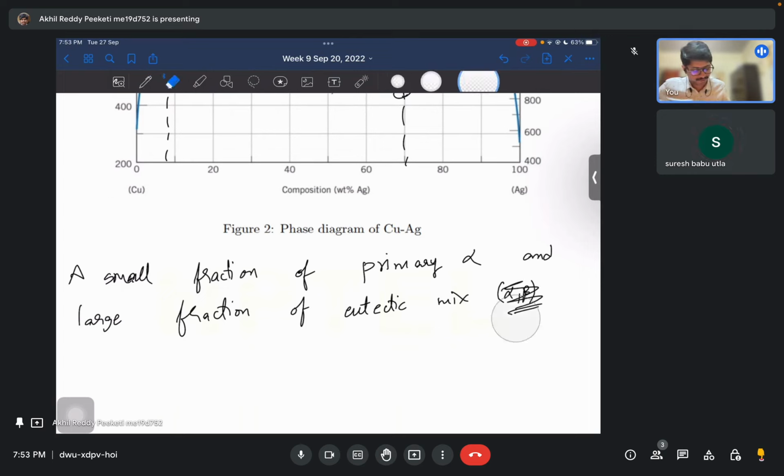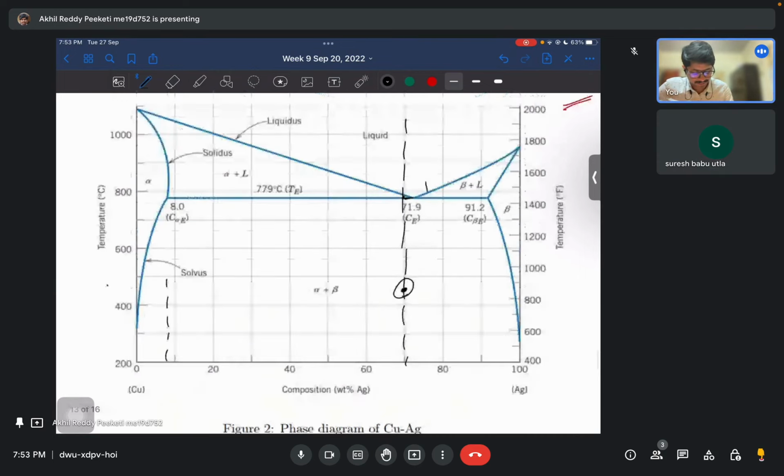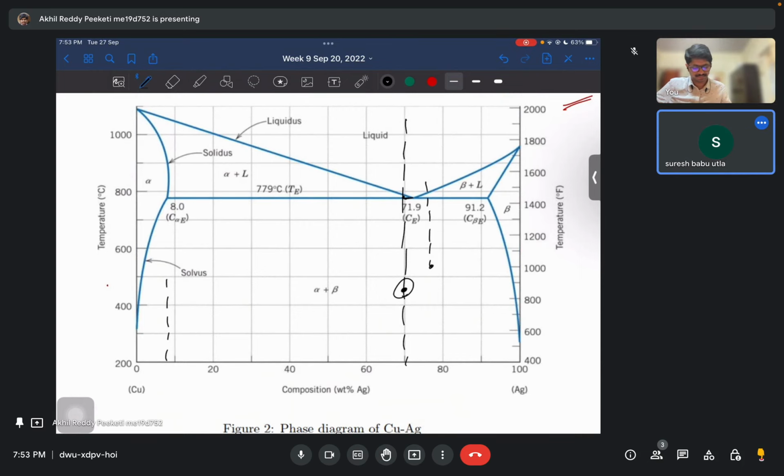So when we say eutectic mixture, both are there, right? But if you are to the right, then you will have primary beta and then eutectic mix of alpha and beta. Okay.